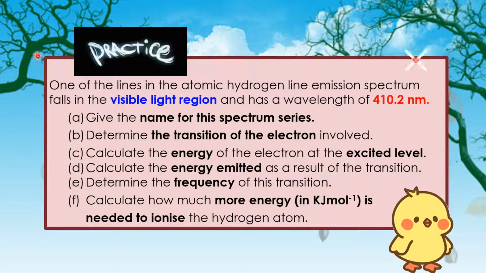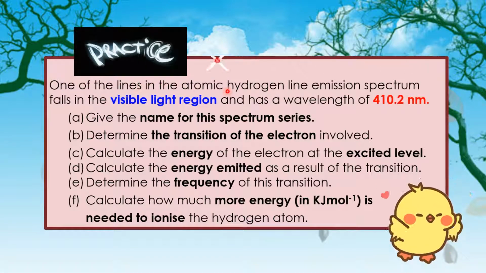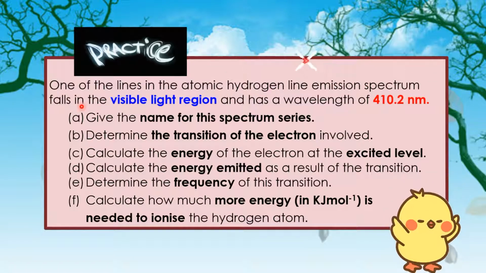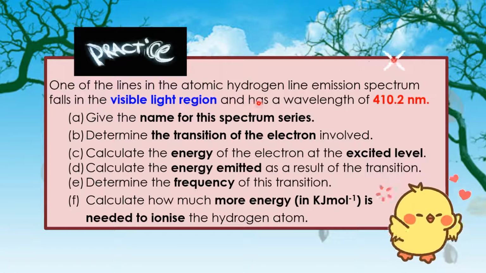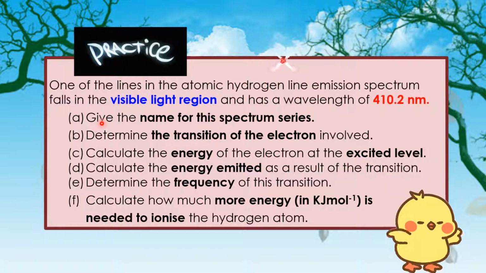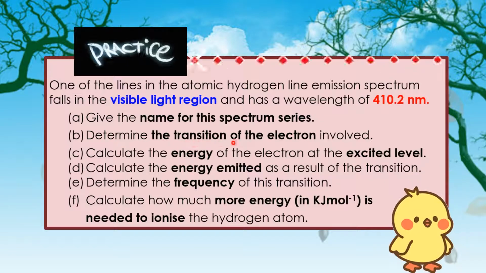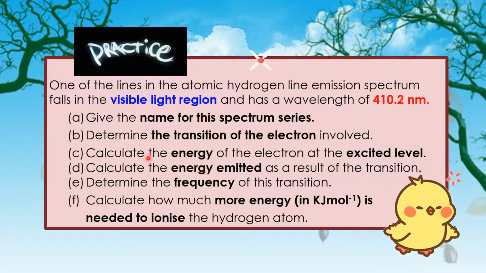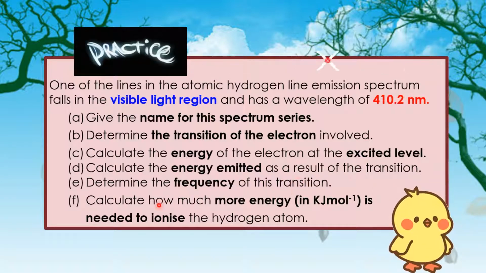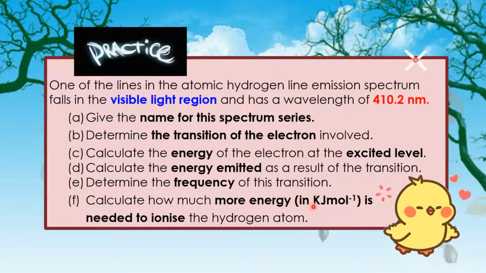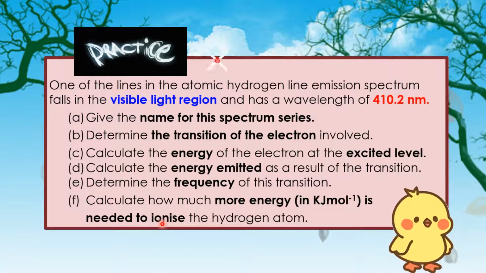Let's take a look at the question. One of the lines in the atomic hydrogen line emission spectrum falls in the visible light region and has a wavelength of 410.2 nanometer. First, give the name for this spectrum series. Next, determine the transition of the electron involved. Calculate the energy of the electron at the excited level. Calculate the energy emitted as a result of the transition. Determine the frequency of this transition. Calculate how much more energy in kilojoule per mole is needed to ionize the hydrogen atom.